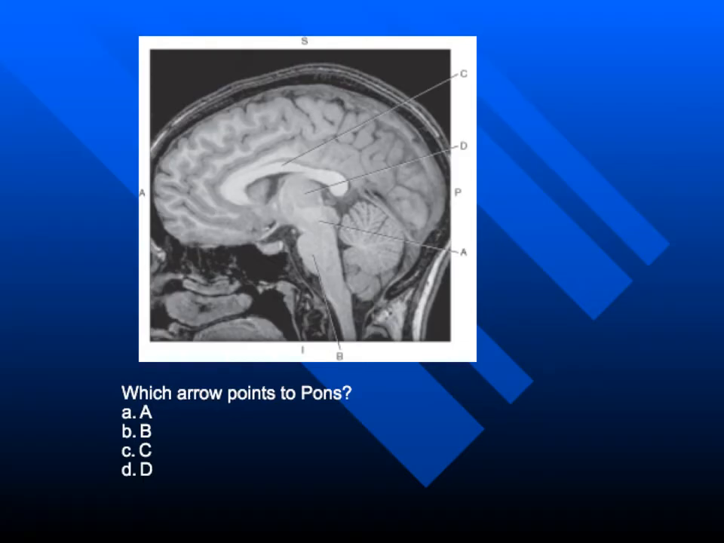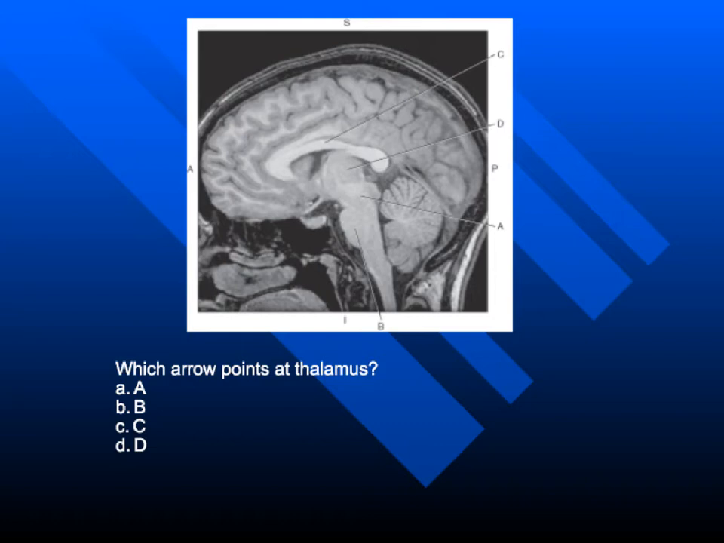All right. So let's do a quick review here. Which arrow points to pons? I'm not going to give you the answers. You should already know them. If you have any questions, come to me and we'll make sure you get the right answer. Next one, which arrow points at thalamus? And we talked about thalamus and hypothalamus before. So again, you should know this one. You have questions, let me know.